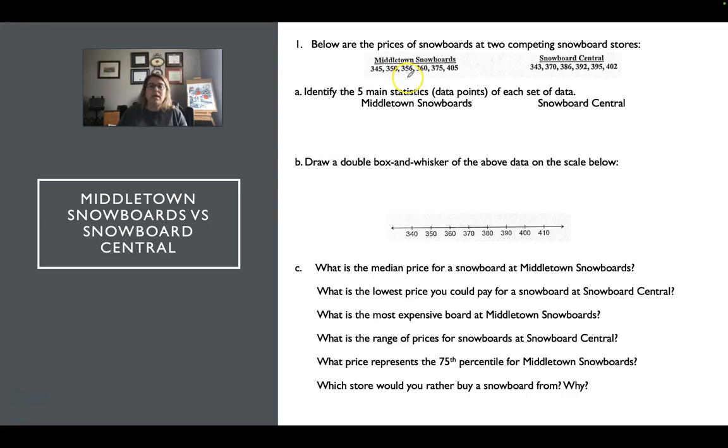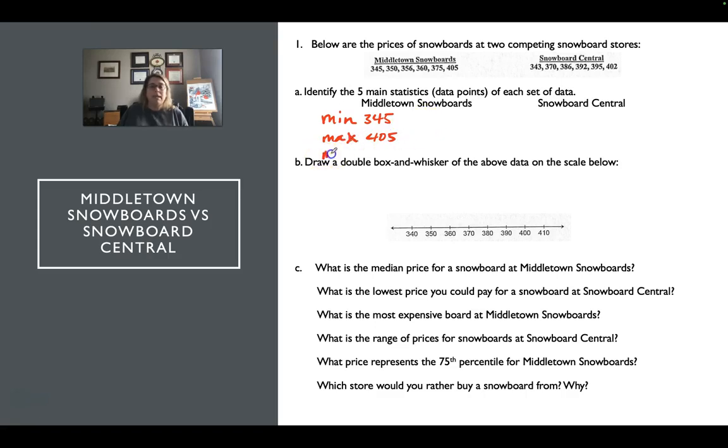So it looks like the lowest score, this is already in least to greatest for both places, which is awesome because that means it's already there. So we know our minimum is 345. We know our maximum then is 405.